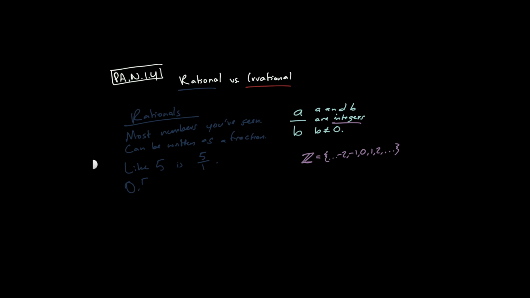Decimal numbers like 0.5 are the same thing as 1 over 2, and that's once again two integers on top of each other. So make sure you know what a fraction looks like, make sure you know what the integers look like. That's how you make any rational number.